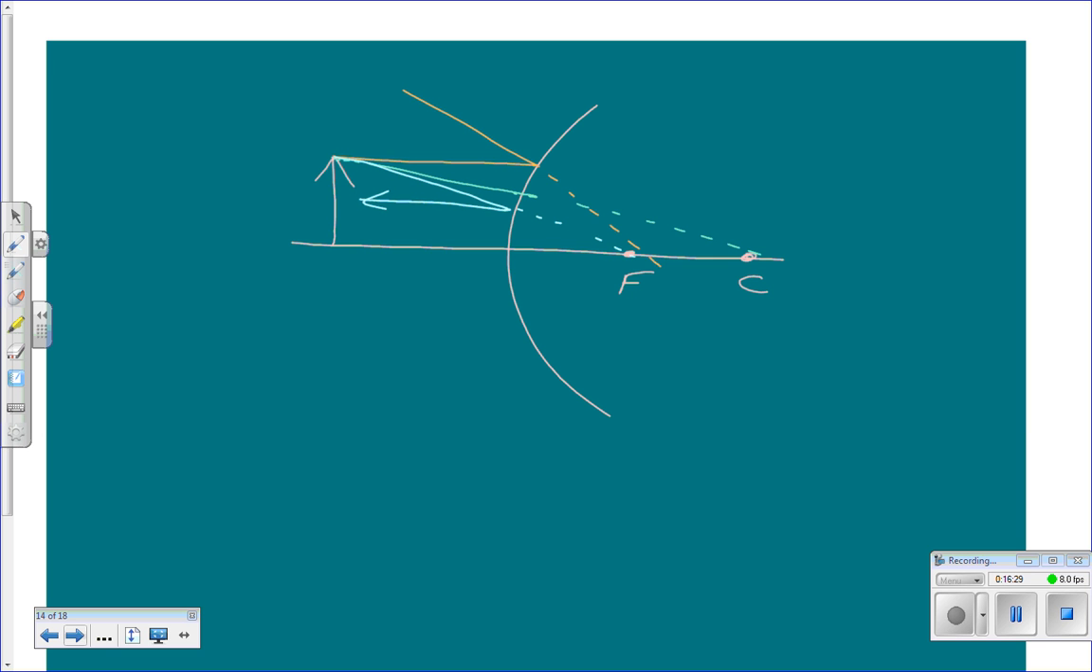We follow this back through here. The three rays meet right here, and that's where our image is, the reflected rays. Okay? So our image is reduced in size, but it is upright, and it's behind the surface of the mirror, so it is virtual.